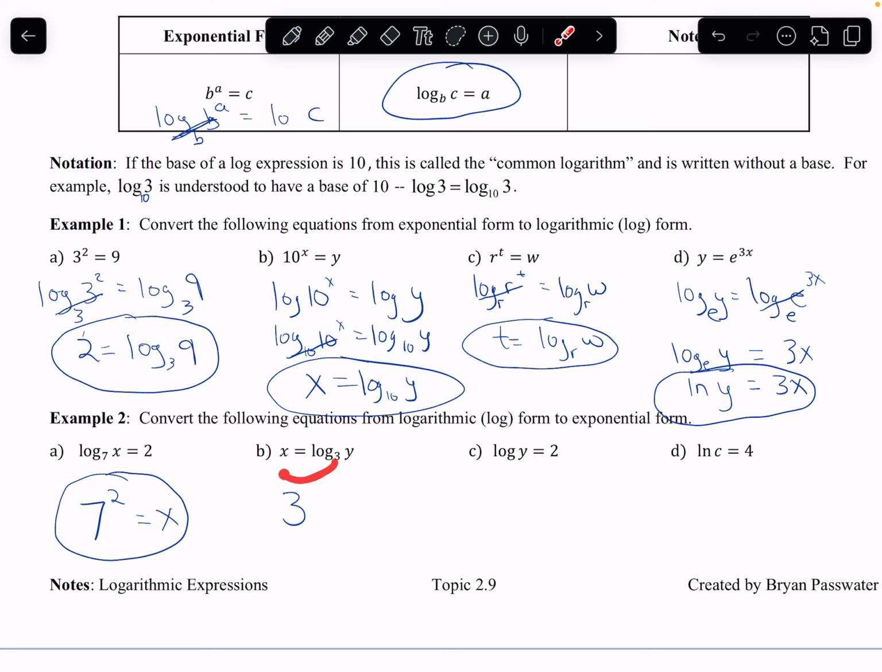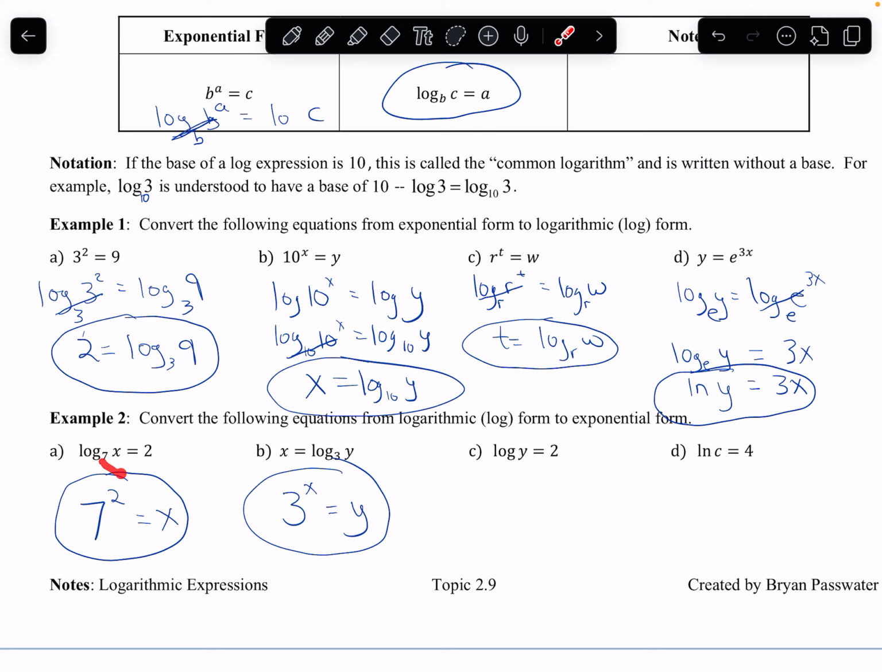You're going to raise it to this power, x. You're going to raise it to that power, x. And it's going to equal, you just go back around, y. 3 to the x equals y. And you rewrote the logarithm as an exponential. So yeah, you can always do that. You can do that circle around process.